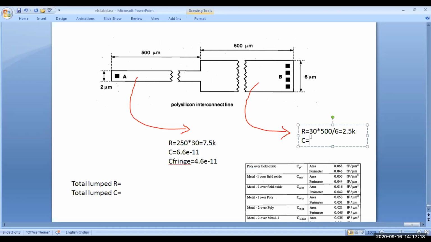Please participate in this experiment. It will be 0.066 because this is parallel plate, so area. 1.98 into 10 to the power minus 11. Now the fringe capacitance for this will be 10 to the power minus 10.